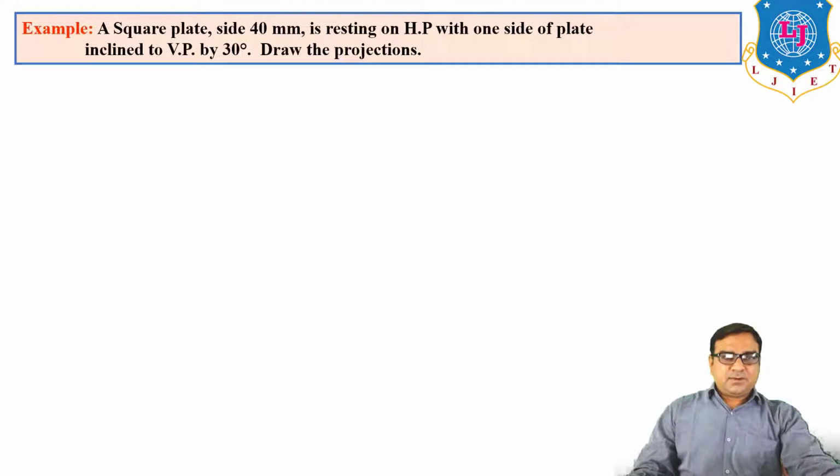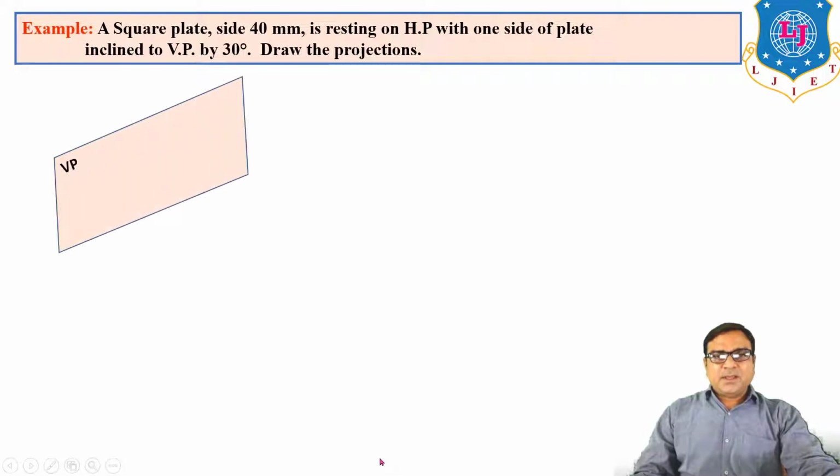Our first example regarding square plate. So the problem is like this. A square plate of side 40 mm is resting on HP with one side of the plate inclined to VP by 30 degree. Draw the projections. So here in 3D representation, horizontal plane, vertical plane, XY line, first quadrant.